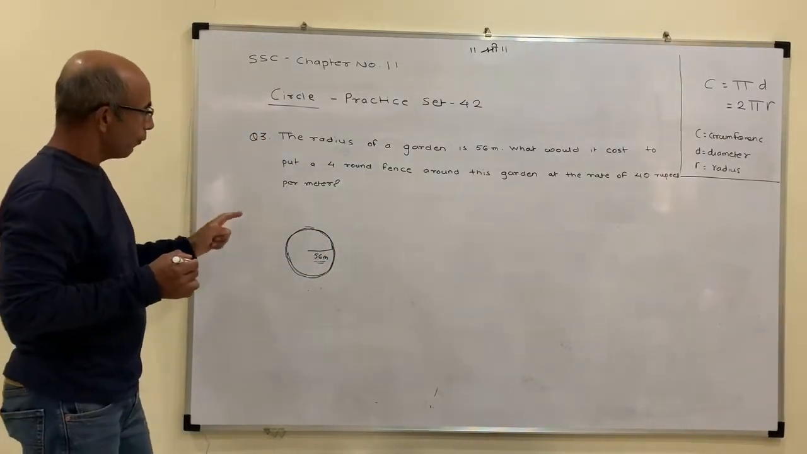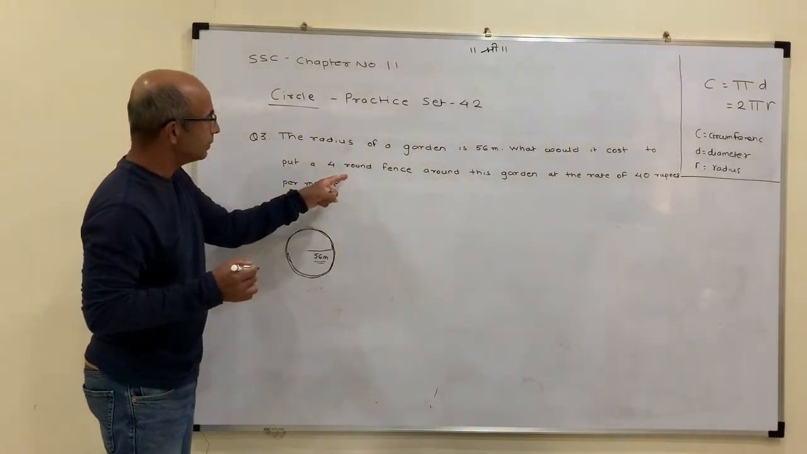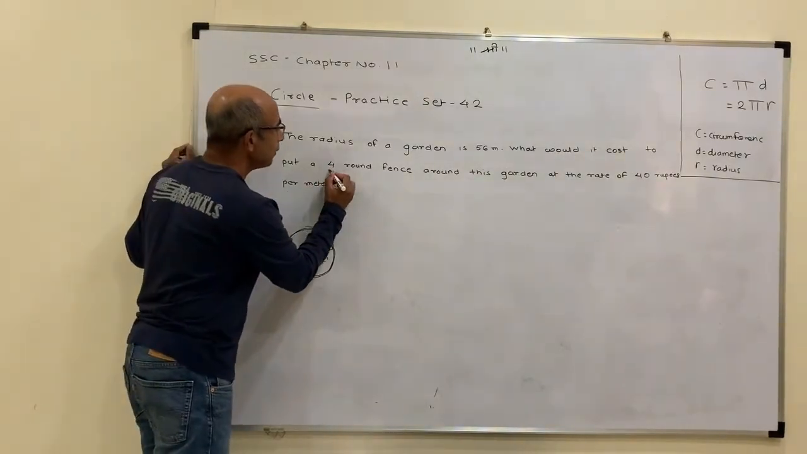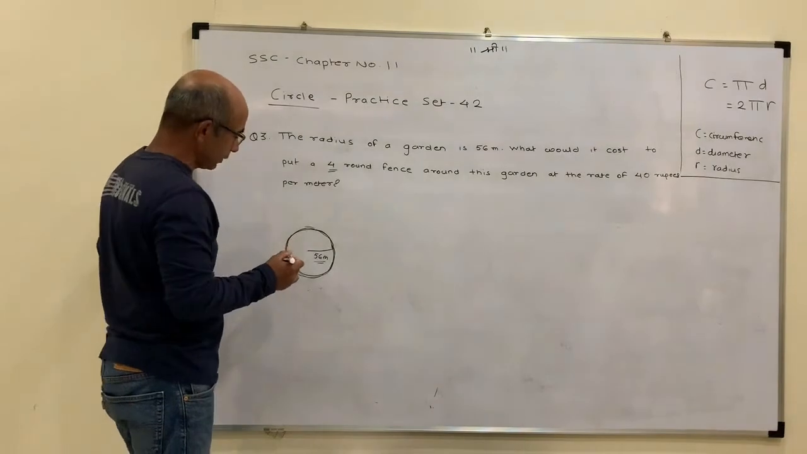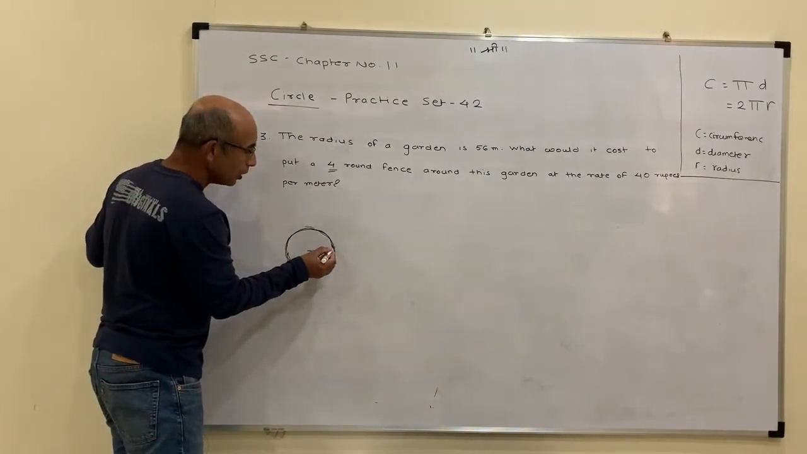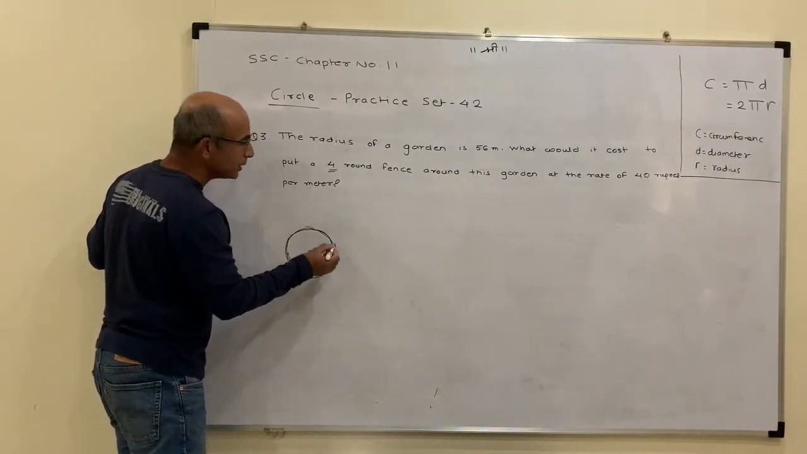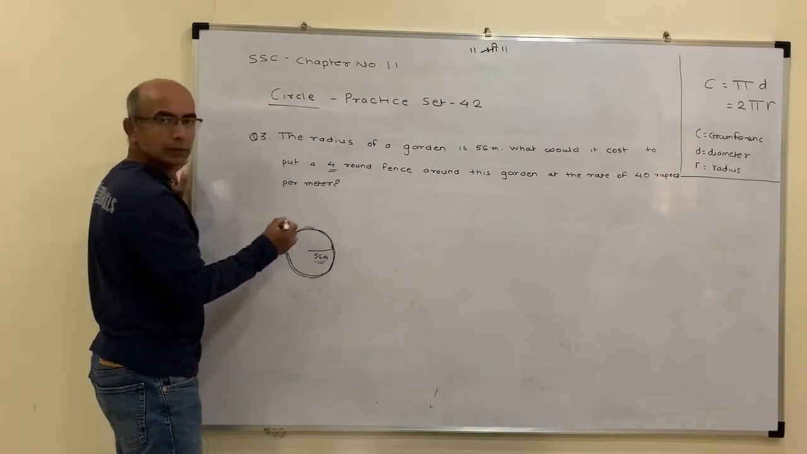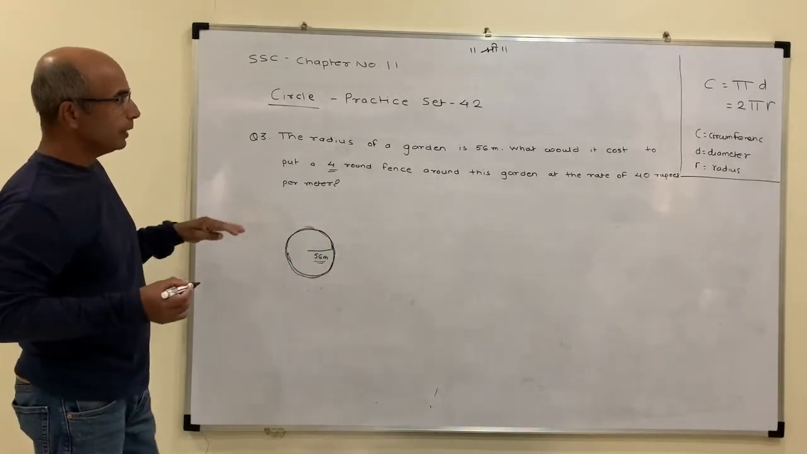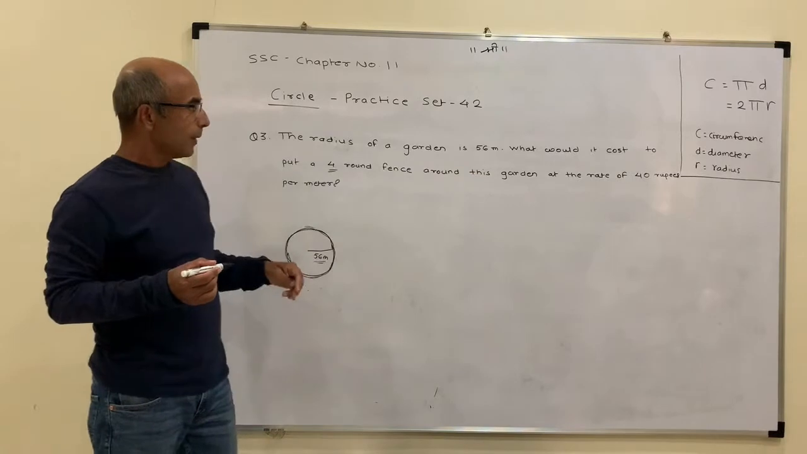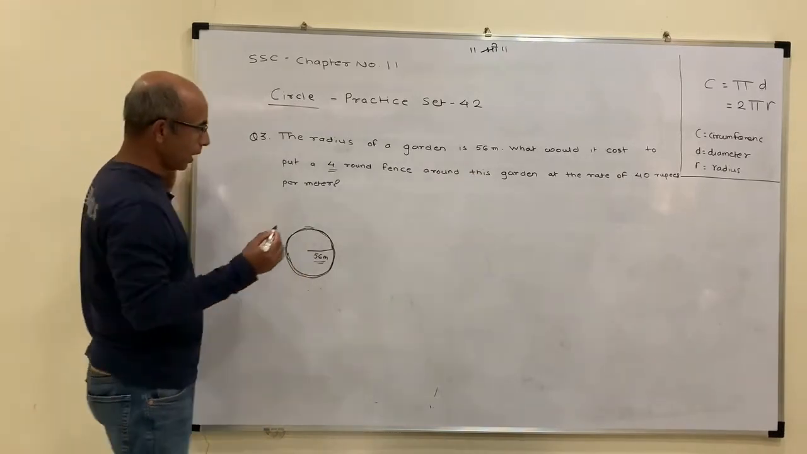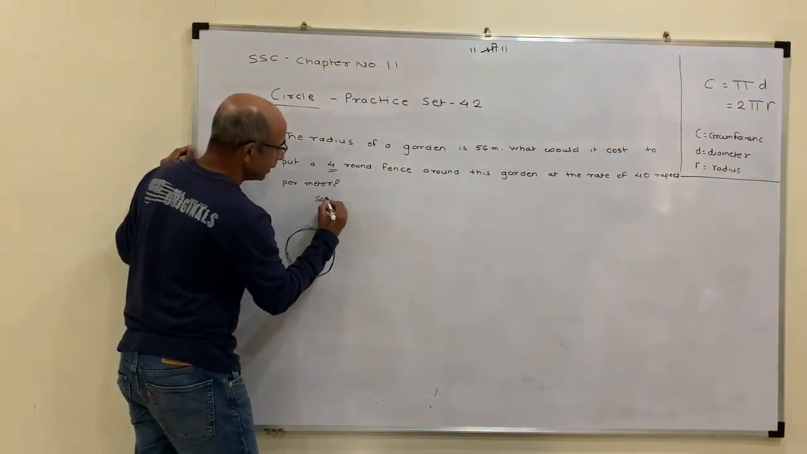Now how many times do they want to fence? 4 rounds they need to fence. So the total amount of fence will be 4 times the circumference, and then we multiply by the cost per meter. So now let's solve this.